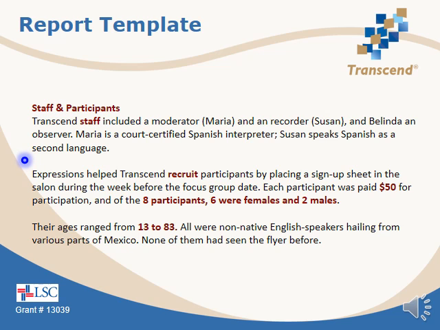Okay, here in the next part, we're explaining where we got our participants from, that we paid them, how much we paid them, and who they were. We had 8 participants in all, and 6 were female and 2 were male. And then we had ages that ranged from 13 to 83. In this particular focus group, we didn't deliberately recruit children, but one of the women came with her son.